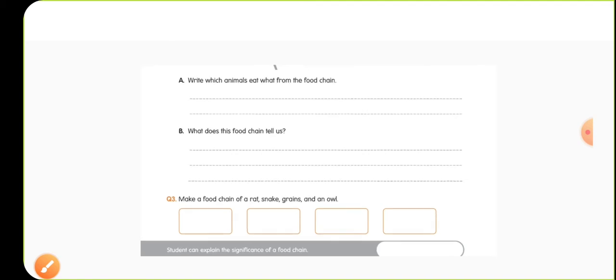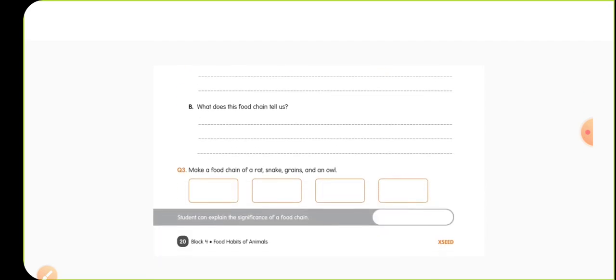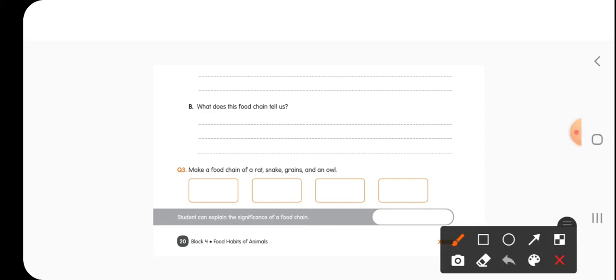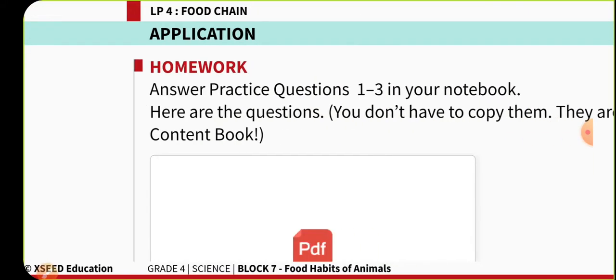So now let us move to the third question, children. In this third question, you are asked to make a food chain of a rat, snake, grains and an owl. Using these four, now make a food chain. Grains will come first because those are plant products. Grains are eaten by the rats, rat is eaten by a snake, and snake can be eaten by the owl. This is your food chain. Okay, children. Now let us open the practice questions in your textbook.